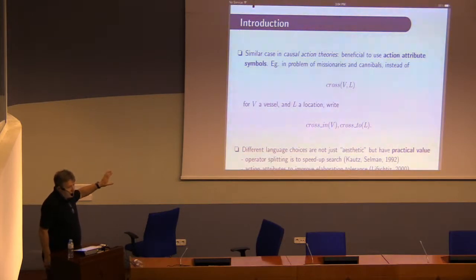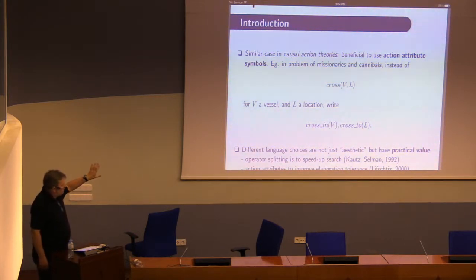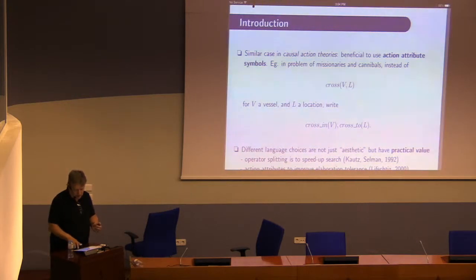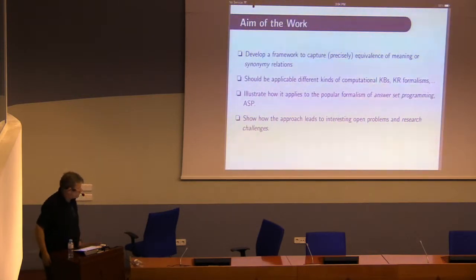These changes of language are not just purely aesthetic. In fact, operator splitting is used to speed up search. And Lifschitz made use of action attributes to improve elaboration tolerance. So he has many variations of McCarthy's cannibals and missionaries problem. And the idea is, can you change the problem without having to redesign your whole program or package that you use to describe and reason about this problem? There are many other examples.